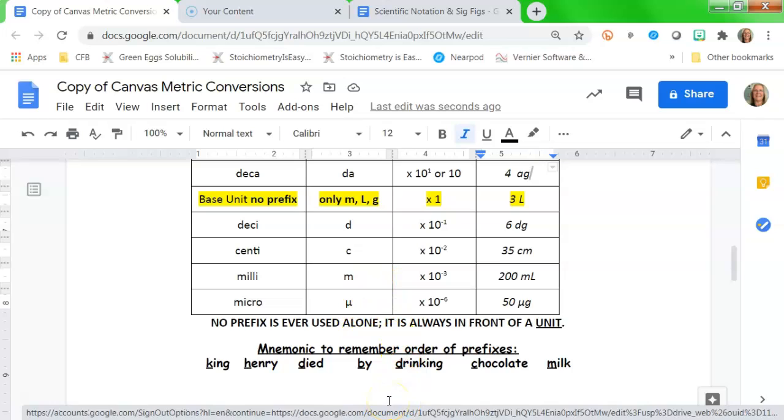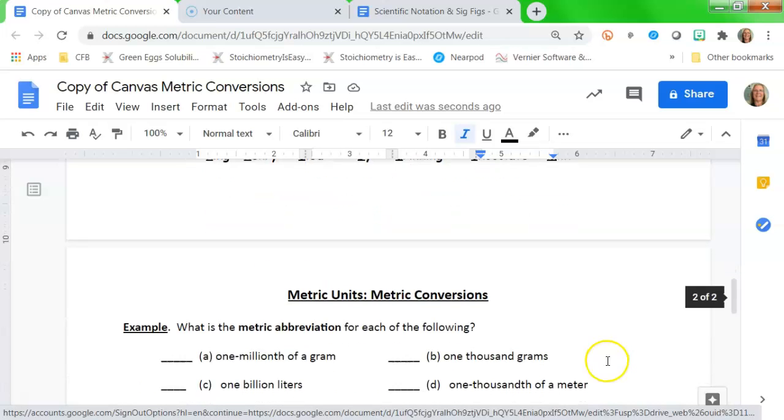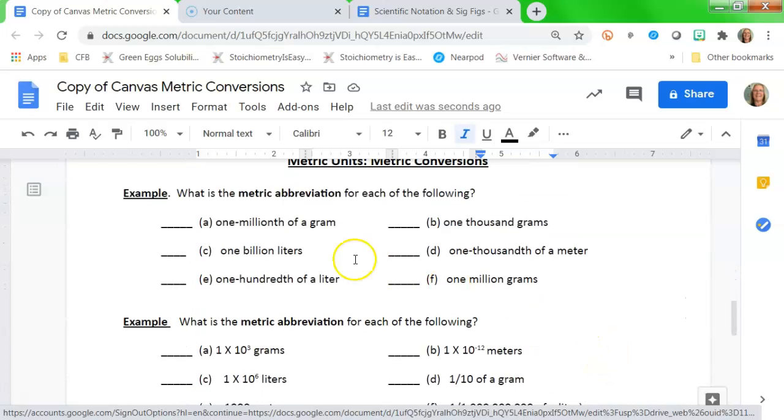I didn't mention micro because micro isn't used as much, but you have heard micro before. We're going to have a mnemonic to be able to remember it. We're going to have king for kilo, Henry for hecta, died for deca, by for base, drinking for deci, chocolate for centi, and M for milli or milk.